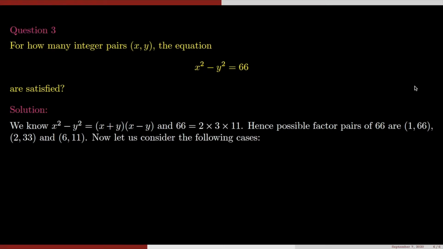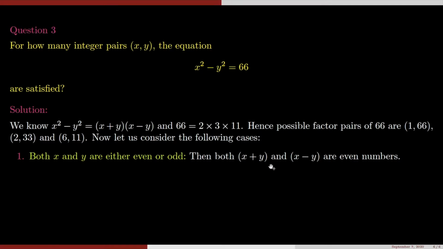Now let us consider the following cases. Both x and y are integers, so they can either be even or be odd. So we consider these two cases. Both x and y are either even, or both odd. Then both x plus y and x minus y are even numbers. We do not have a pair of both even factors of 66.